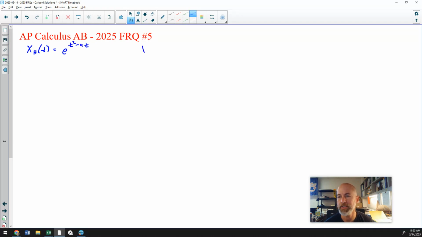And then the velocity of particle J, and they used a capital J, not that it matters, is given by 2t. Ooh, I see a U substitution problem coming up. That is primed for U sub. They're going to ask you for the position at a given time, I bet you. Do we have an initial position for J? Not yet.